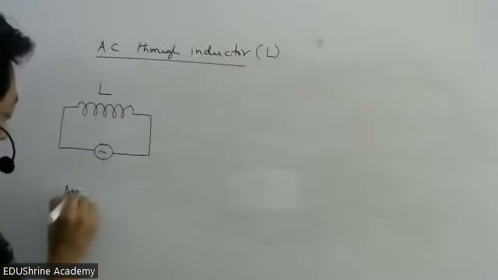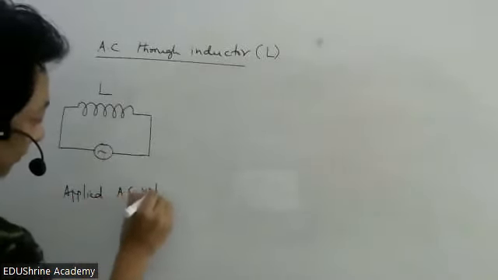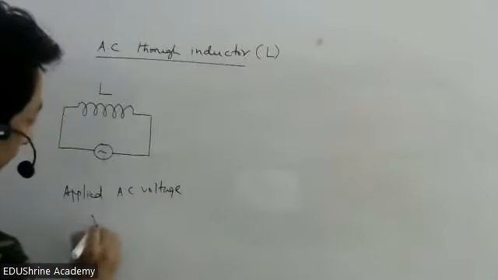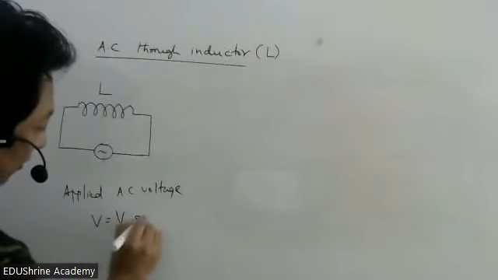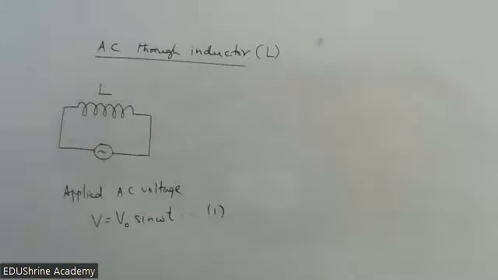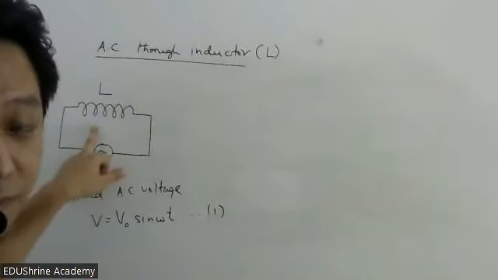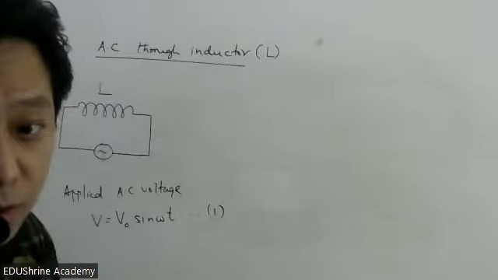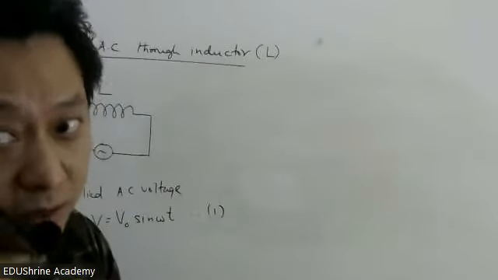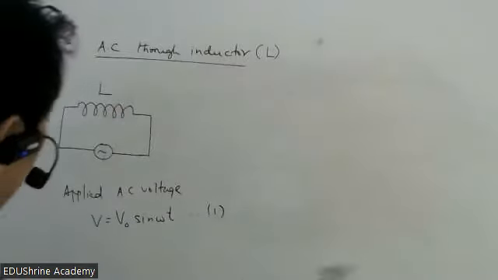So what is the formula for the applied AC voltage? V equals V naught sine omega t. Be careful. This is not a resistor, so you cannot use Ohm's law. This is not a capacitor, so you cannot write Q equal to CV. Okay? Then what to do?